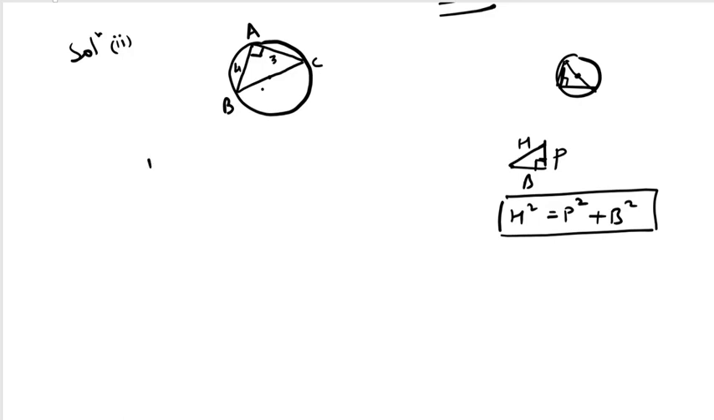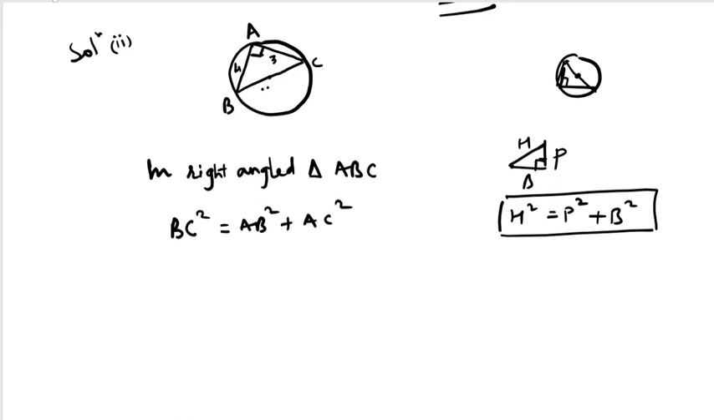So in right angled triangle ABC, hypotenuse is BC, square, the opposite of 90 is called hypotenuse, will be equal to AB square plus AC square. And BC we do not know, that is the diameter, we do not know it. Okay, because it will be passing through the center. It passes through the center if this is 90 degree. And AB is 4, AC is 3.